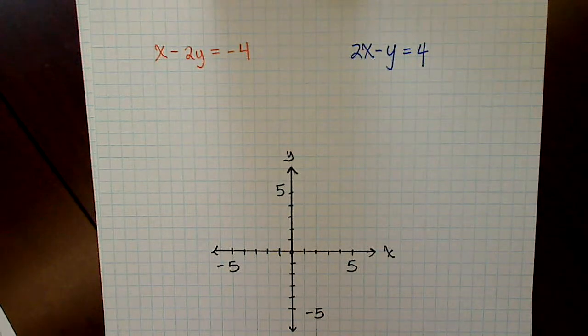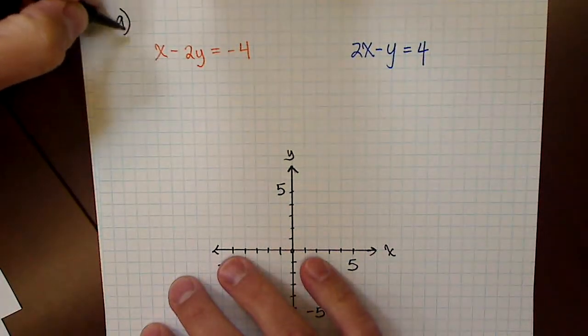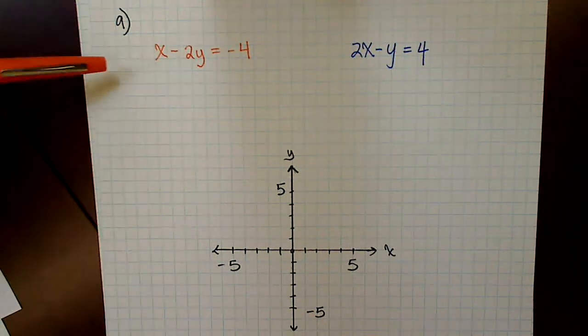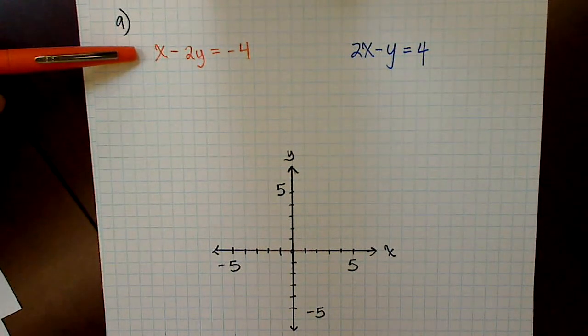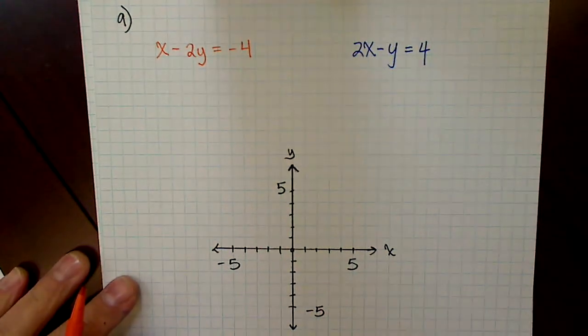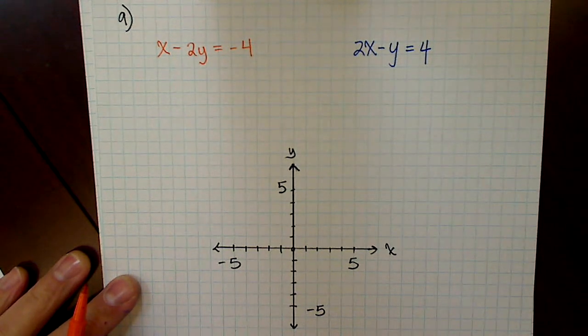This is Mr. O'Keefe, and I'm going to go over problem number 9 on the Integrated 2 Basic Skills Review Day 1. This is problem number 9 on systems of equations. So here we have two equations that are linear functions. One is orange and one is blue, and the question is asking for us to graph the system of equations and then state the solution to the system.